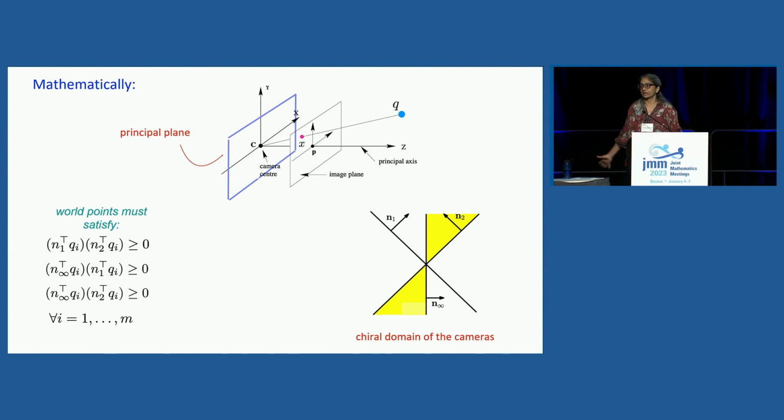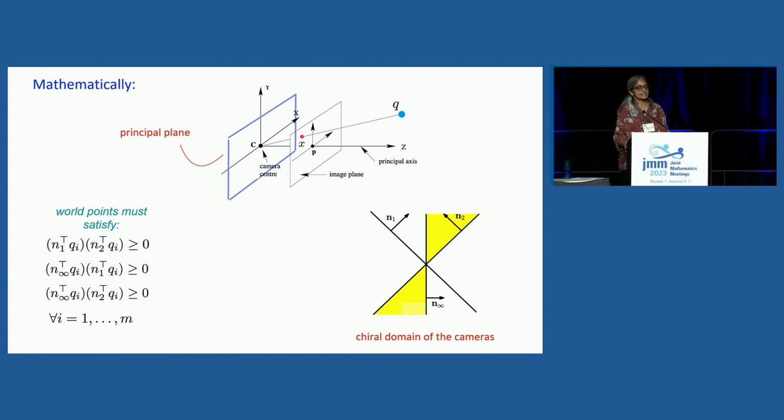So remember, we're working with two cameras, so there are two principal axes. N1 and N2 are the directions of those principal axes. I'm just fixing one direction. And N infinity is the normal of the plane at infinity in P3, okay? So again, we're just fixing one normal. And then I need these three inequalities to be satisfied for every world point Qi, okay?